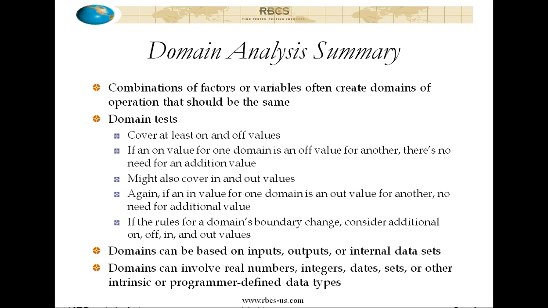And then if the rules change within a domain, and basically you get a subdomain like we saw with the frequent flyer example, then you should have additional potentially on, off, in, and out values associated with those subdomains. At the very least, make sure that you've got at least one test value in each of the domains that was created, to avoid a situation where you've got an untested calculation.